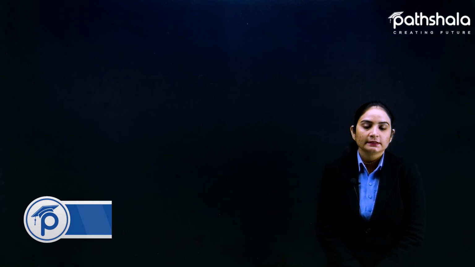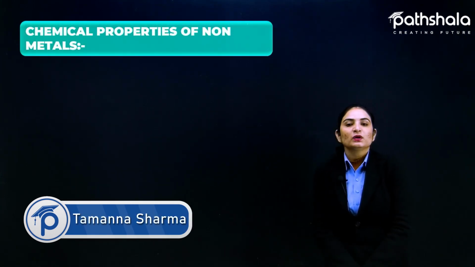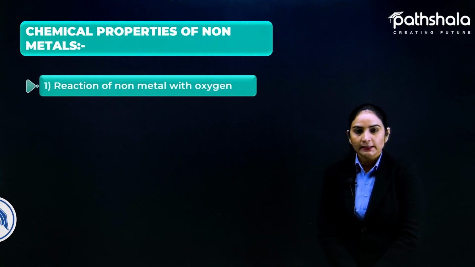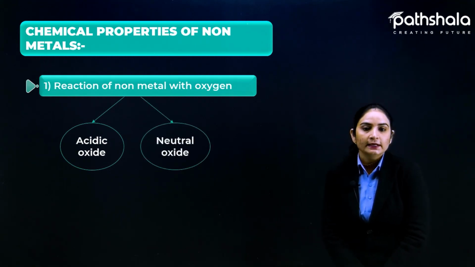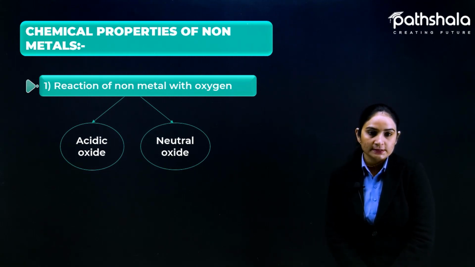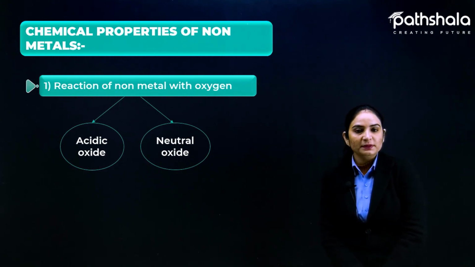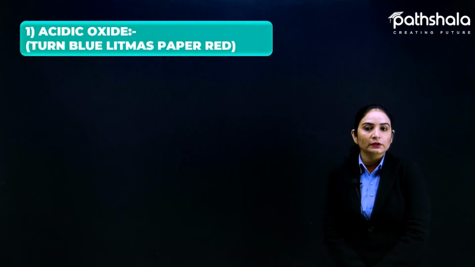So next is the reaction of non-metals, chemical properties of non-metals. In that we can see here, when non-metal reacts with oxygen, it can form two kinds of oxide: acidic oxide and neutral oxide. And hopefully you remember that when metals react with oxygen, they can form basic oxide. So acidic and neutral oxides are formed by the reaction of non-metals with oxygen. Let's proceed further with the acidic oxide, how they are formed.